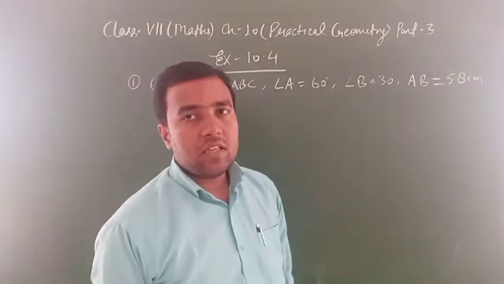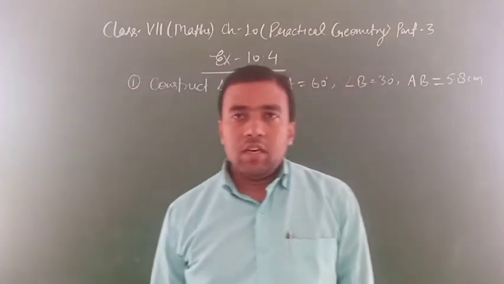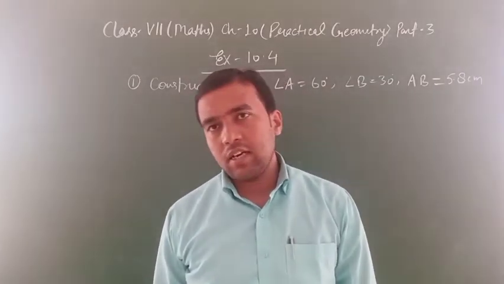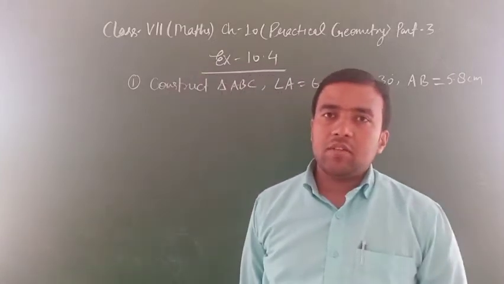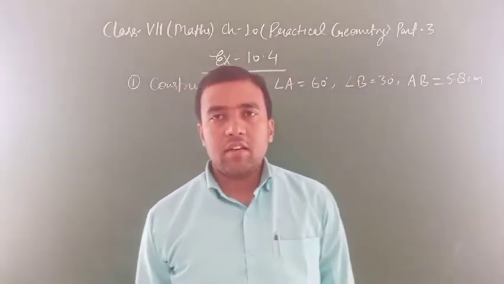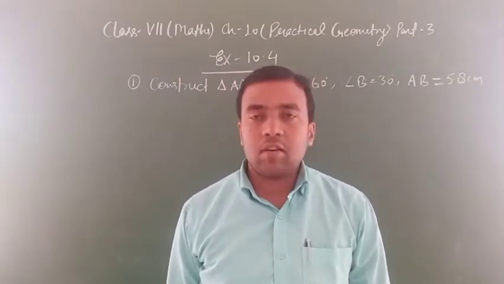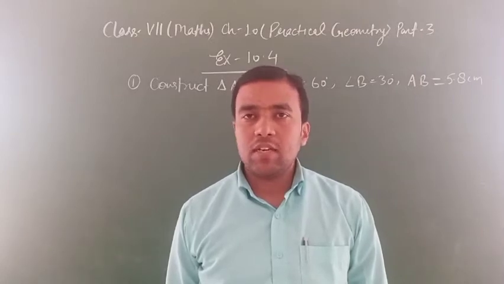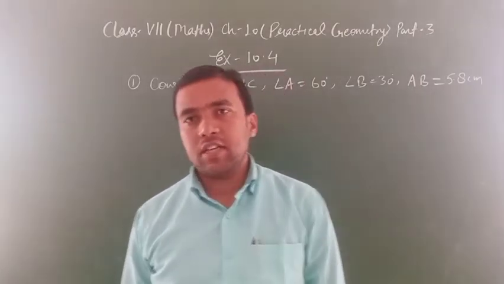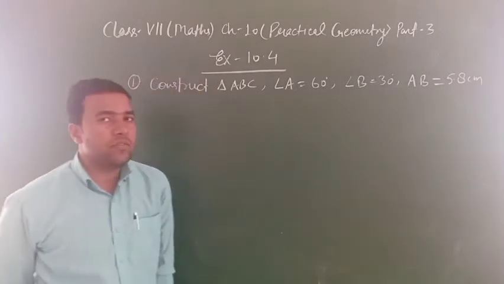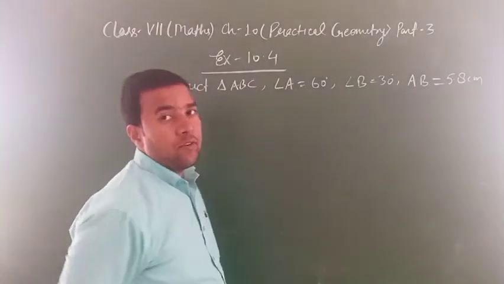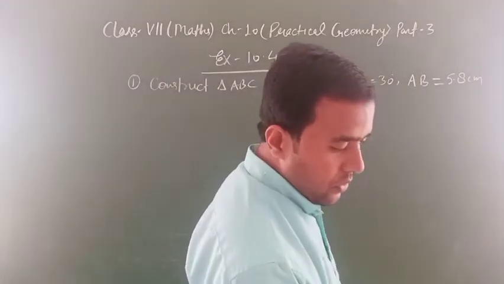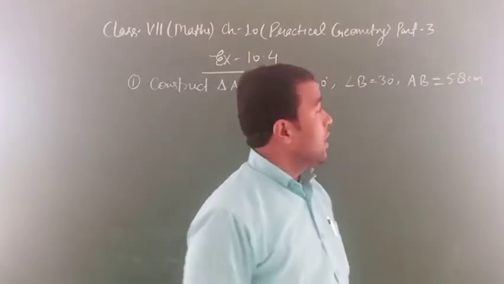So in the first exercise, we have learned how we will make a parallel line. In the second exercise, if three sides are given, how we will make a triangle with the help of protractor, compass and ruler. And in the third exercise, when two sides and one angle are given, how we will make a triangle. In the fourth exercise, we will learn if two angles and one side are given, then how we will make a triangle. Clear? So that is also very easy.